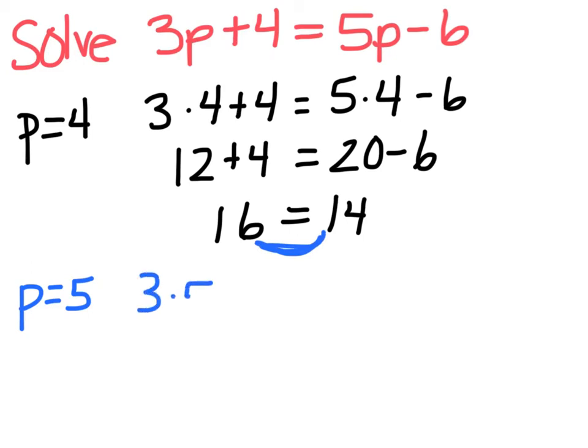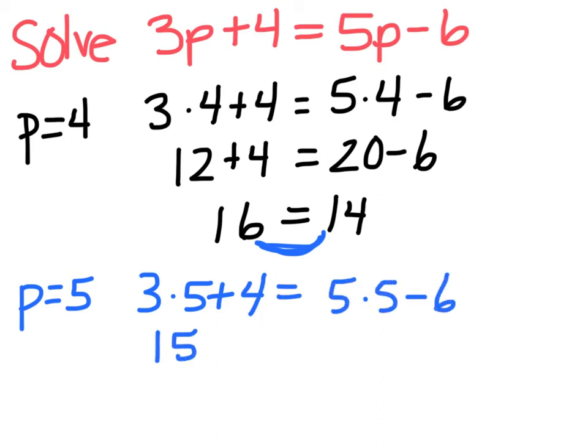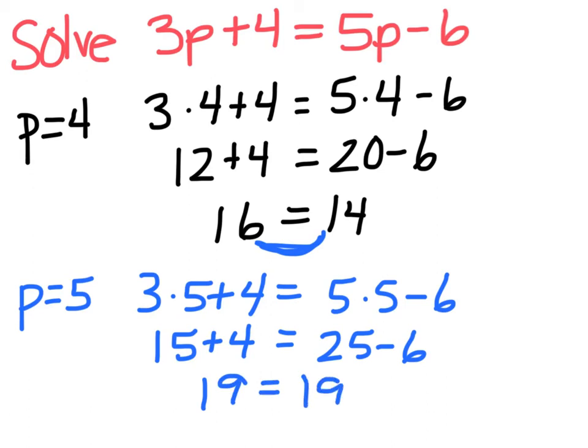3 times 5 plus 4 equals 5 times 5 minus 6. 15 plus 4 equals 25 minus 6. Oh, this looks good. 15 plus 4 is 19, and 25 minus 6 is 19. So our answer is p equals 5. Okay, that works. Guess and check works, but it takes a long time, and it's not a very sophisticated method, right? You're just guessing and then trying out different answers.